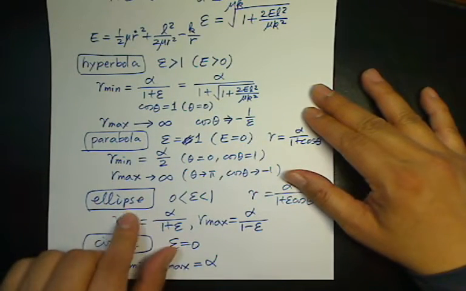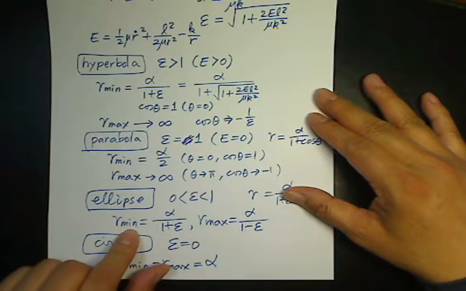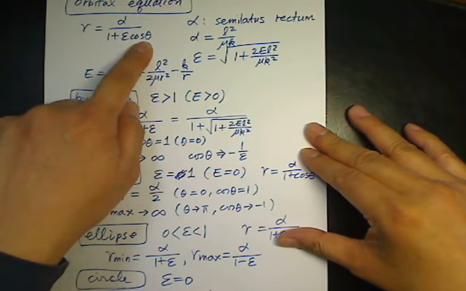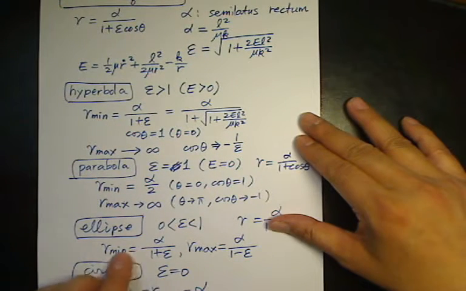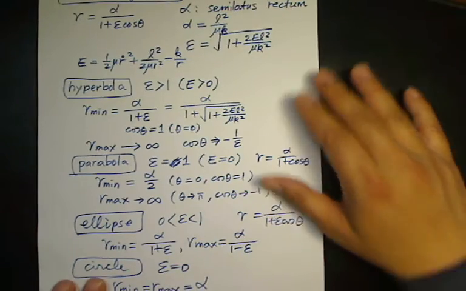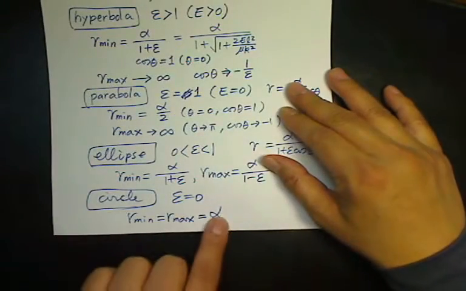In the case of the ellipse, we have 1 plus epsilon cosine theta. The minimum is alpha over 1 plus epsilon. The maximum is alpha over 1 minus epsilon. For the circle, it is always alpha.